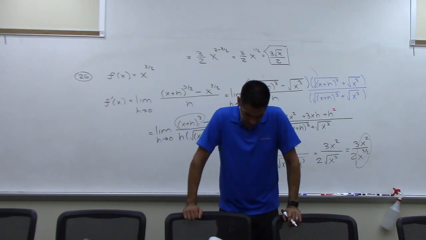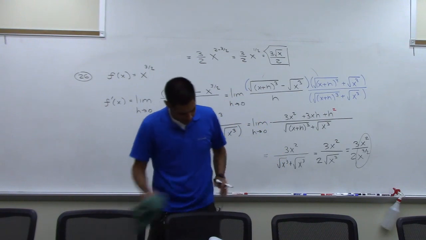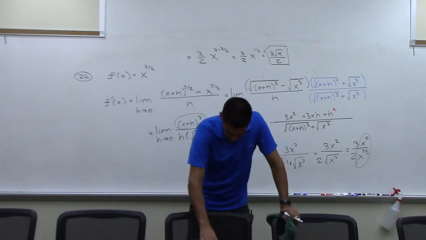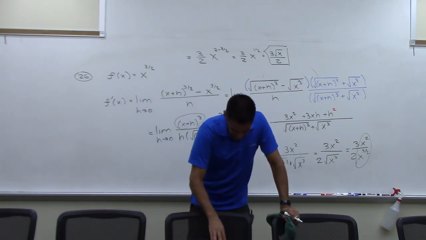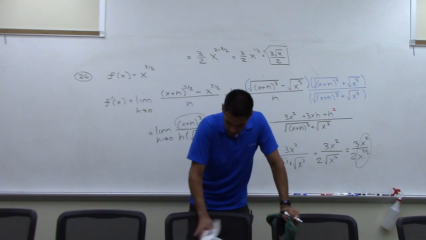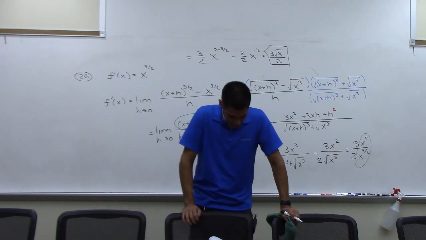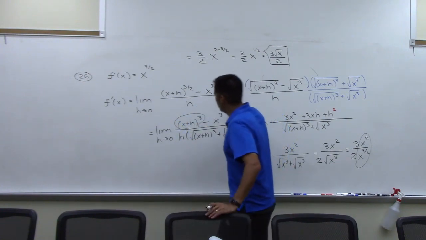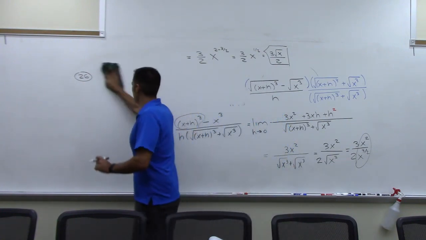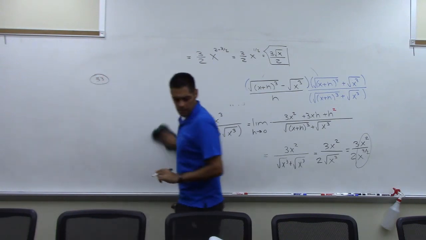All right, so looking at number 33, I don't see any higher derivatives. Where are they? I also don't see any velocity problems. I'll have to do those in class. So 33 gives you a graph. And it looks like this.